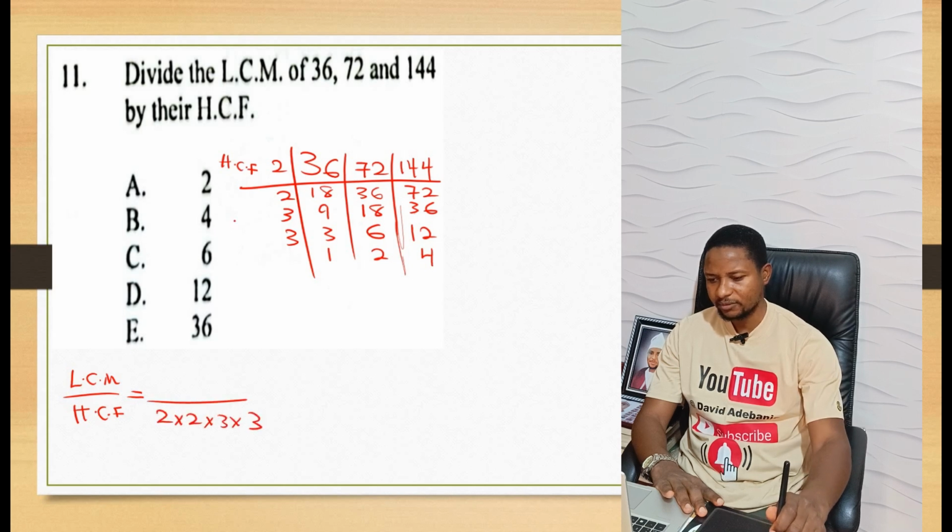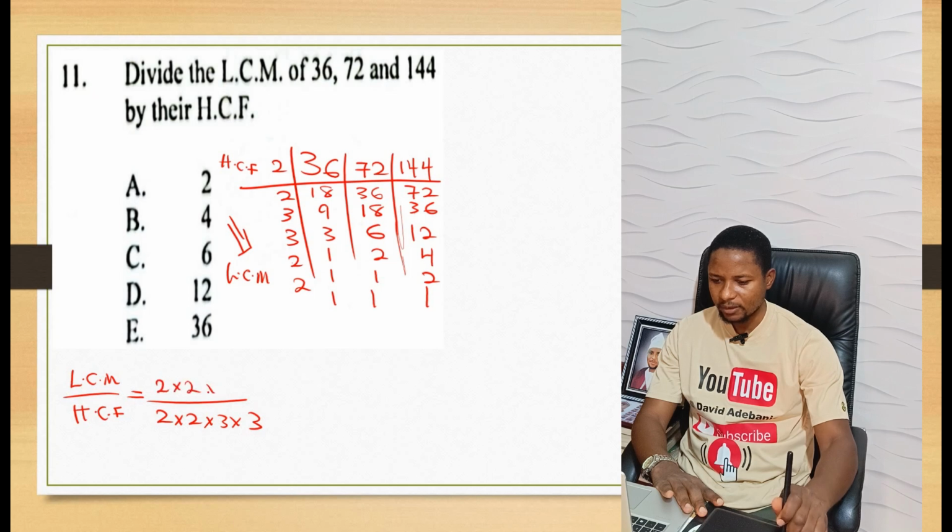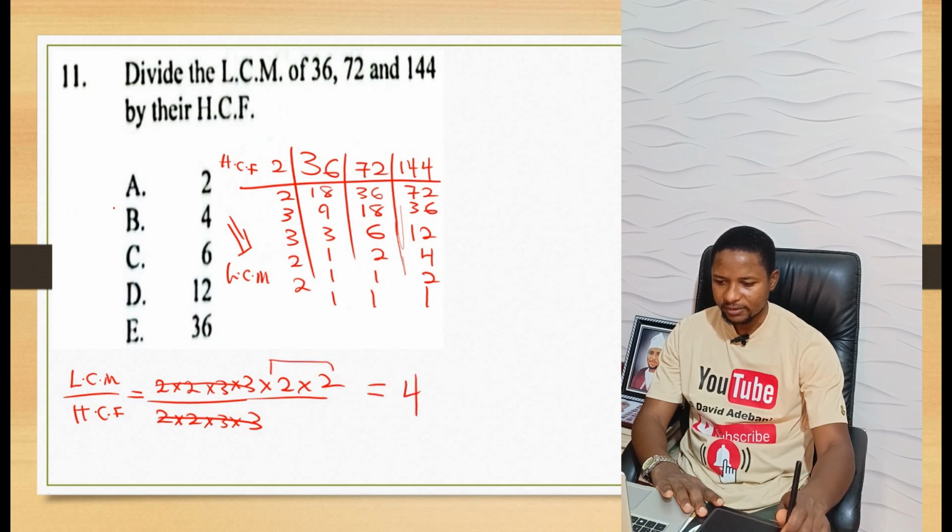Now I will continue to find my what? LCM. So I can see that 2 can still go: 1, 1, and 2. And the last 2: 1, 1, 1. So my LCM is 2 times 2 times 3 times 3 times 2 times 2. So what have you noticed? The whole of this cancels the whole of this. So you're left with 2 times 2, and that will give you 4. It's as cheap as that.